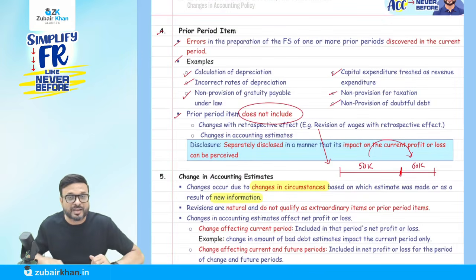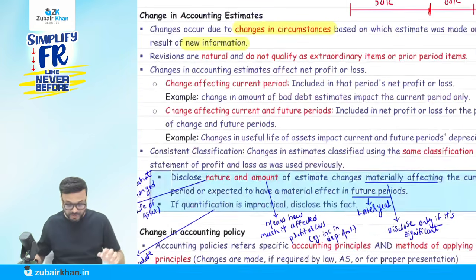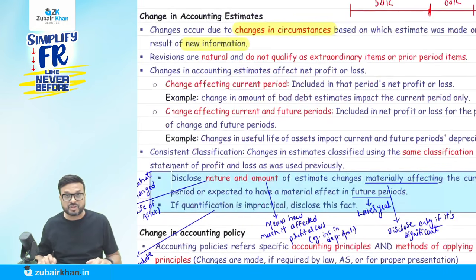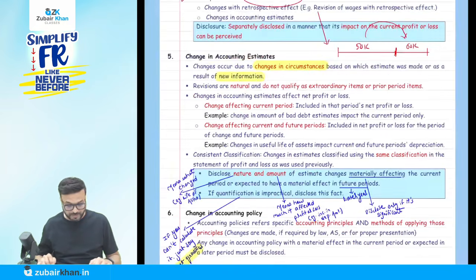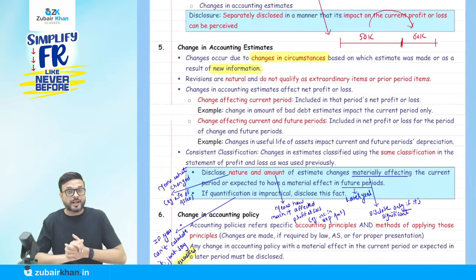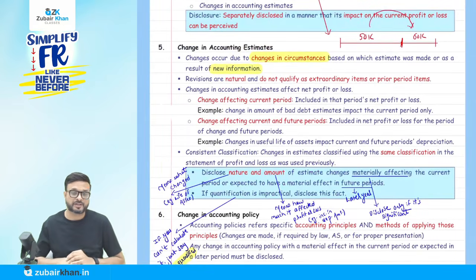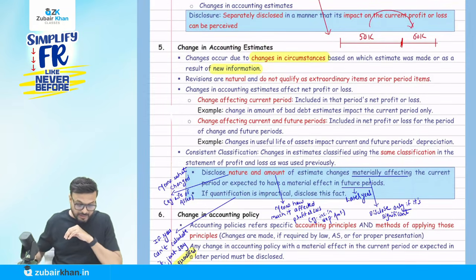Okay, now we are coming to the next point, that is change in accounting estimate. Okay, now what is change in accounting estimate? Now listen carefully. When it comes to the change in accounting estimate, first of all, what do you mean by change in accounting estimate?